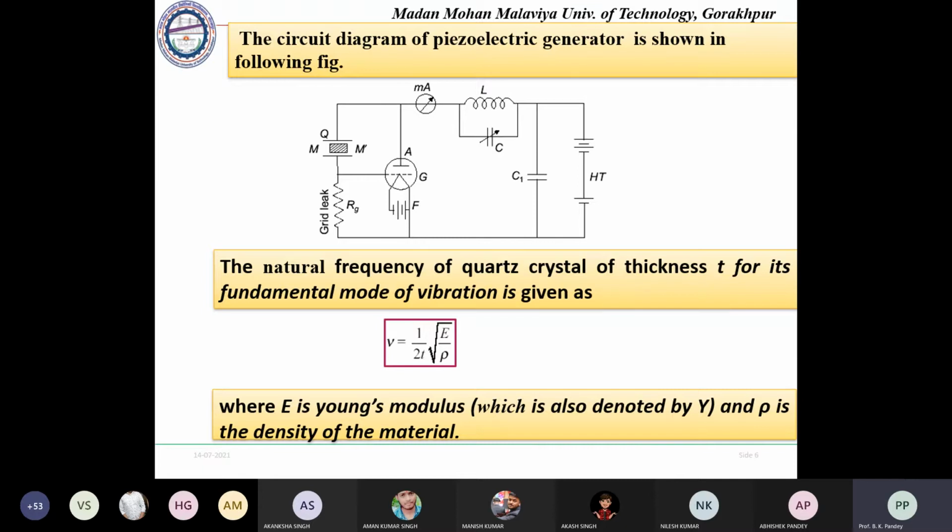What is the LC circuit used for? You might have read it in your lower classes. Why are we using the LC circuit? What is the main use of LC circuit? Bolo bhai? Anybody of you?